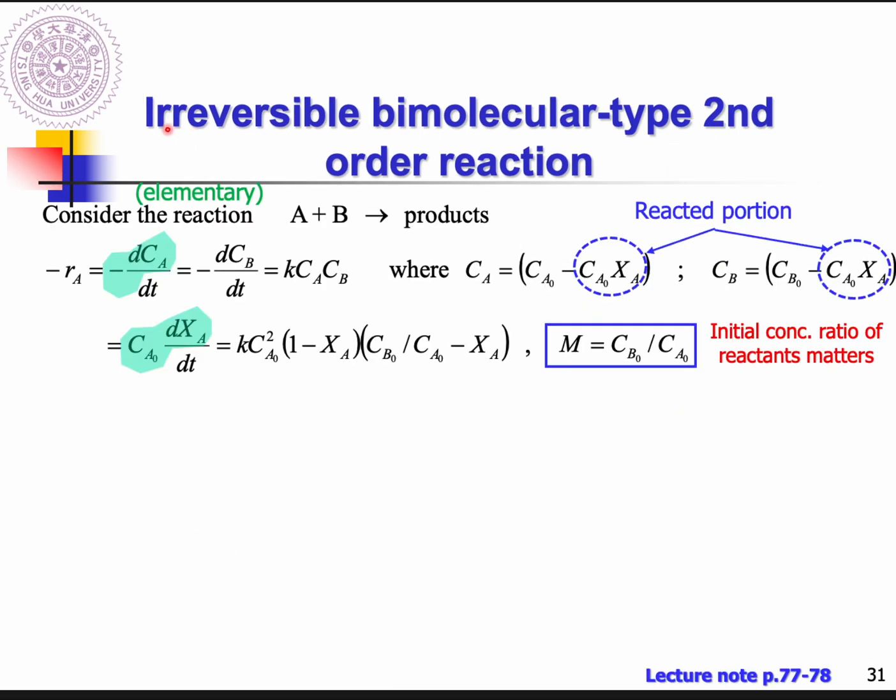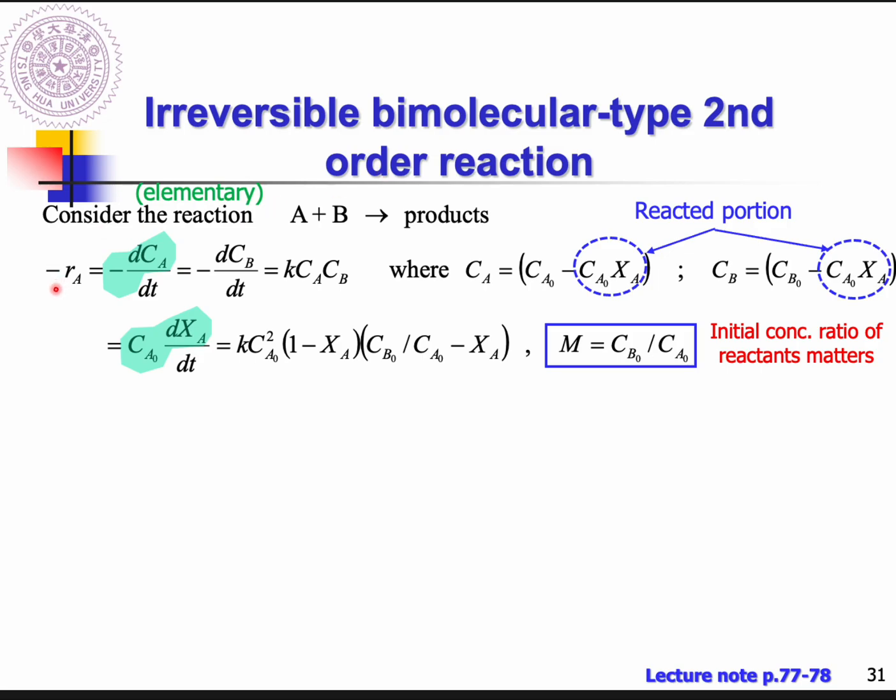Let's move to the irreversible bimolecular type second order reaction. The reaction we have here is an elementary reaction, where A reacts with B and generates products, and it is a second order reaction.